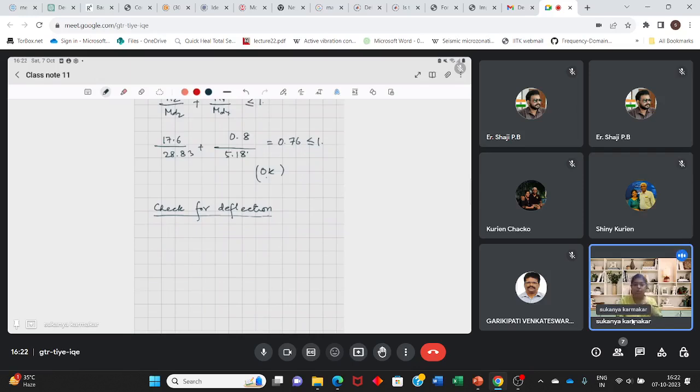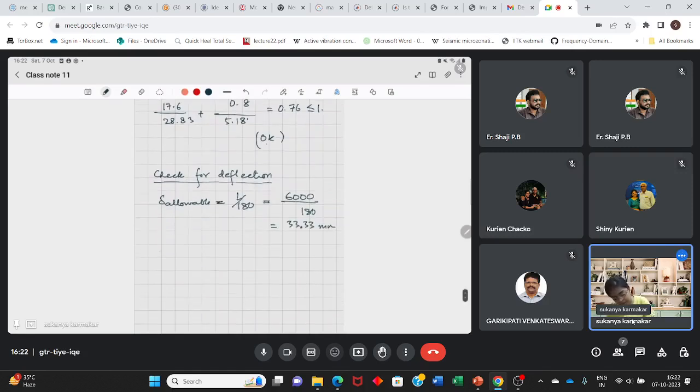You should use the service load, or you should use the factors at the limit state of serviceability. We know that the allowable deflection is L by 180. This comes from the code. The span is 6 meter or 6000 mm by 180, which is 33.33 mm.